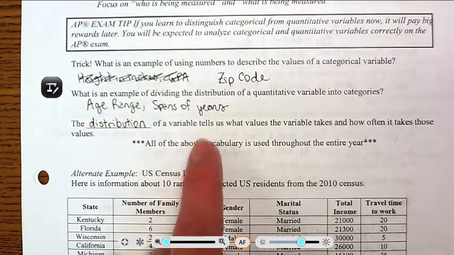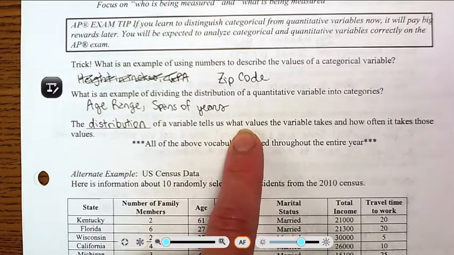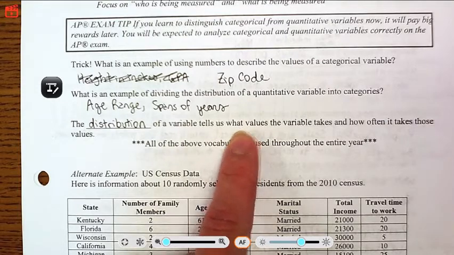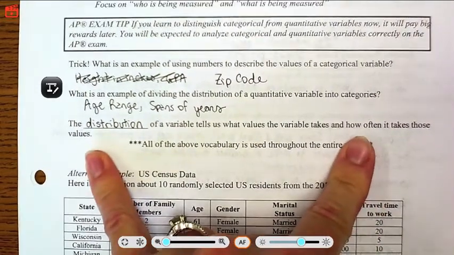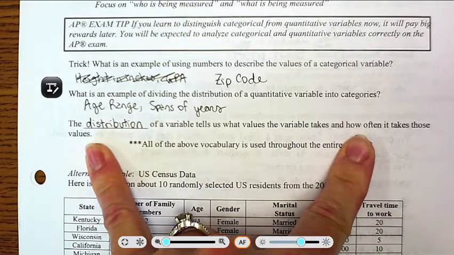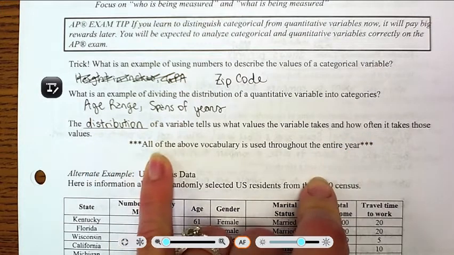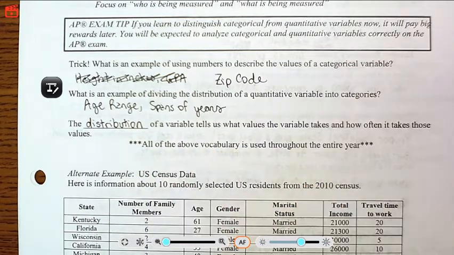The distribution of a variable tells us what values the variable takes and how often it takes those values. The key is how often it takes them. Okay, the distribution looks at peaks and valleys across the variable and what the shape of that curve or graph or density curve looks like. All the above vocabulary is used throughout the year.